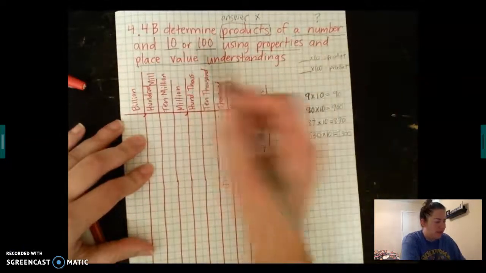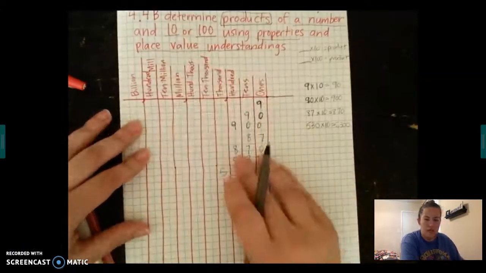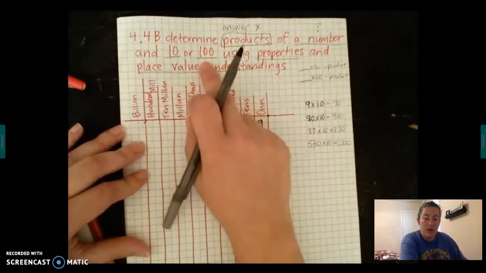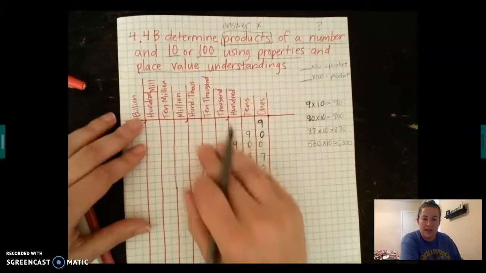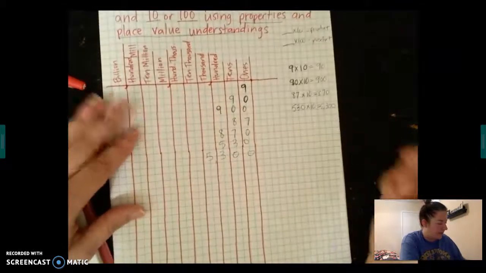Now let's talk about times 100. So if it was multiplying the number times 10, it moves over just one place value. Now if we're multiplying times 100, it's going to move over two place values.